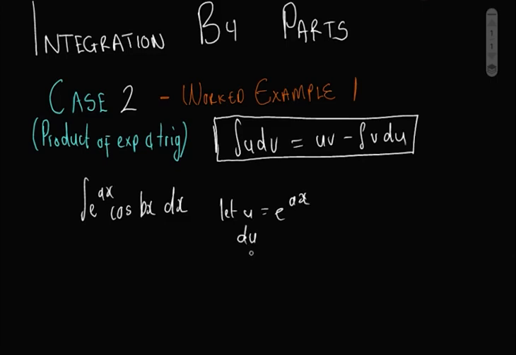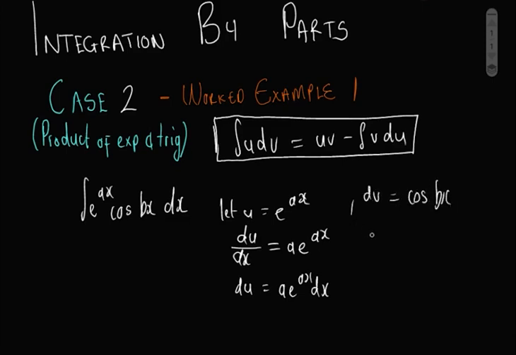Now, remember you have to know how to differentiate and integrate all these types of functions to be good at by parts. So du/dx would be a e to the ax, and that means my du would be a e to the ax dx. Now I can find my dv. My dv would be equal to cos bx, and that means my v would be the integral of cos bx with respect to x.